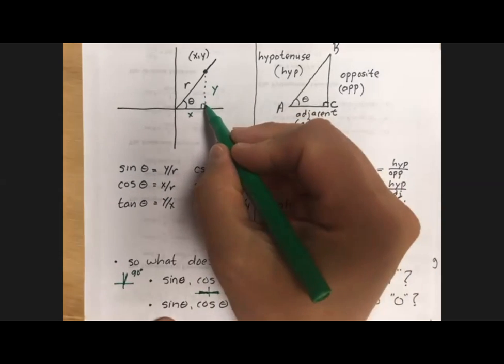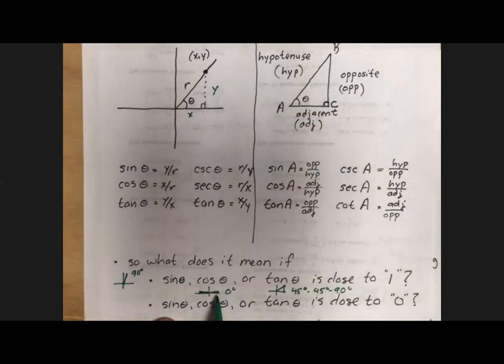Now, likewise, you could reverse everything I just said. If sine is close to 0, then now you're looking at this picture where the y is small compared to the r. Well, if sine is close to 0, then the angle is close to 0.